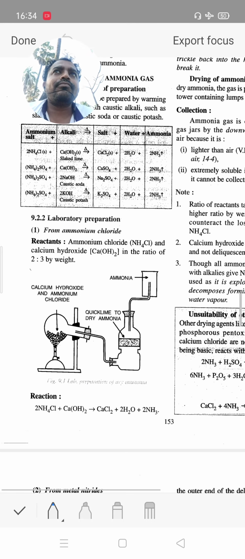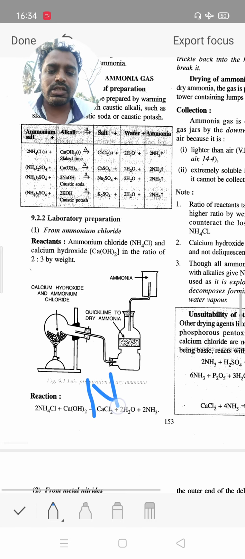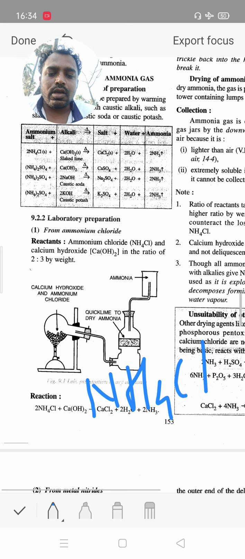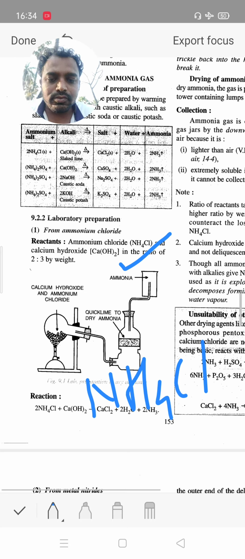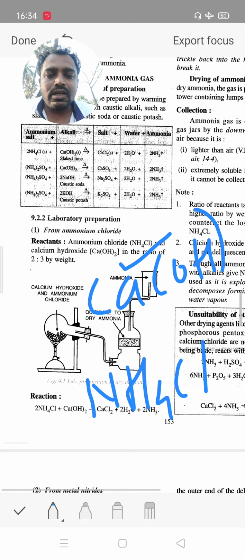Preparation of ammonia in the laboratory. Method: preparation from ammonium chloride, NH4Cl. When ammonium chloride reacts with calcium hydroxide, which is in the ratio of 2 to 3 by weight, suppose 2 gram of ammonium chloride, then 3 gram of calcium hydroxide we use. In this reaction we get ammonia in the form of gas.